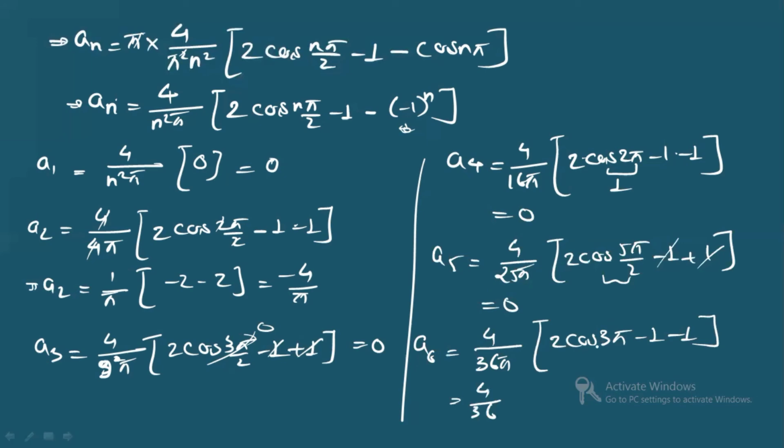The value of this is what? Minus 1. So you will get minus 4. Ultimately, 4 ninths, right? So you will get minus 4 by 9 pi. So this is how you can calculate. So I've calculated up to a to the power 6.